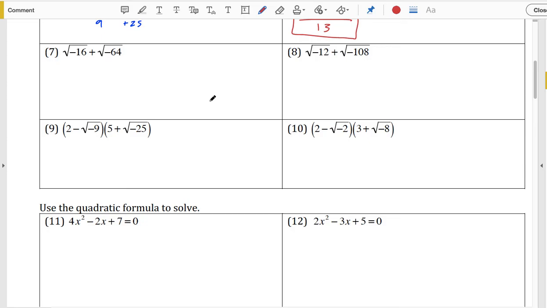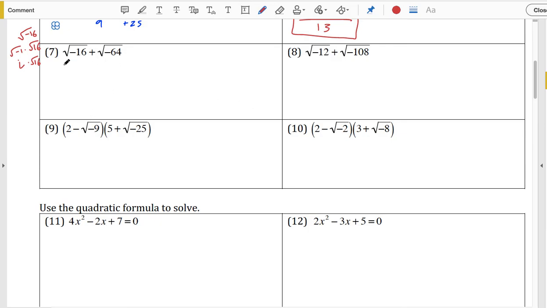All right, moving on to number 7. So we have negative root 16 plus the square root of negative 64. So remember, whenever we are performing operations with square roots of negative numbers, it's always a great idea to first bring out the i. Because remember, I'll be doing this each time, but the square root of negative 16 can be expressed as the square root of negative 1 times the square root of 16. So that's why it turns into i times the positive root 16.